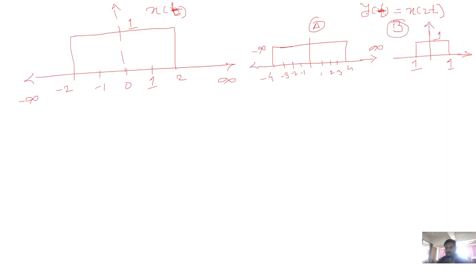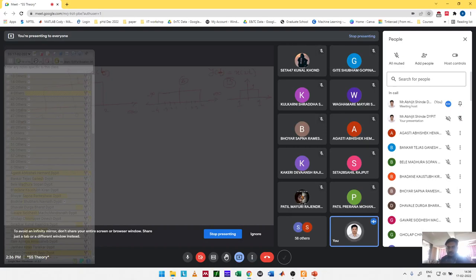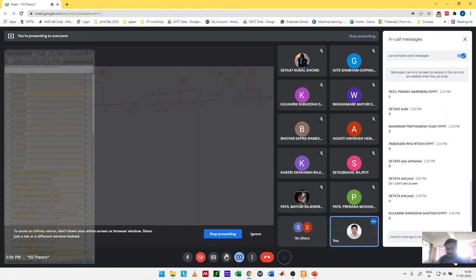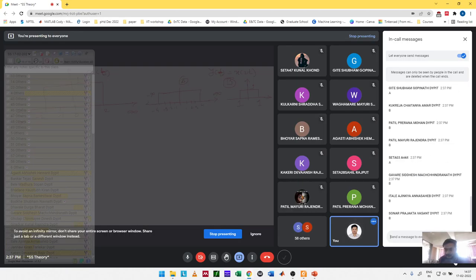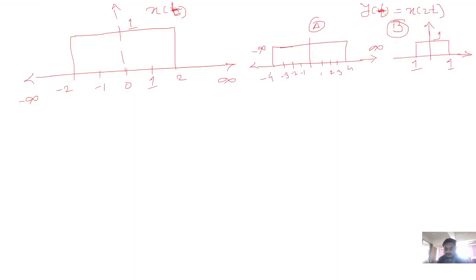Now tell me, for y of t is equal to x of 2t, what will be the answer, whether it will be A or B? Please let me know in the chat box. Anil, you are saying A. Kunal, you are saying A. Many of the students are still saying A. Ankit still saying A. That means there is a confusion about this, right?